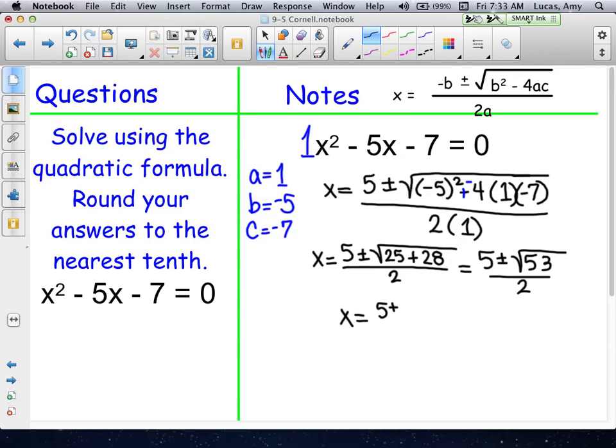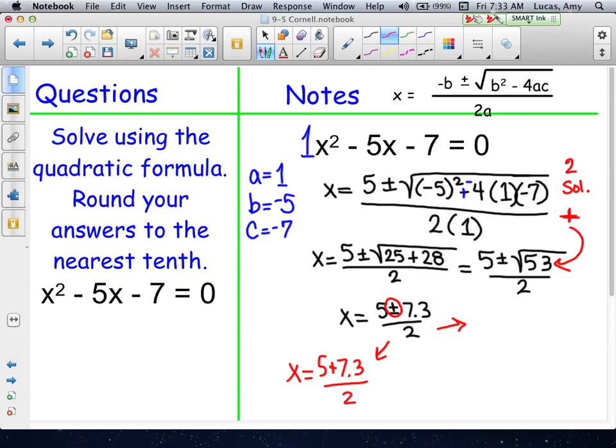So 5 plus or minus 7.3 divided by 2. The plus or minus sign means that I actually need to split so that I'm solving for 2 separate roots. Remember, if our discriminant is positive, and it was positive, we should have 2 solutions. So to get those 2 solutions, one is going to have the 5 plus 7.3, and then I divide it by 2. The other one would have 5 minus 7.3 divided by 2.